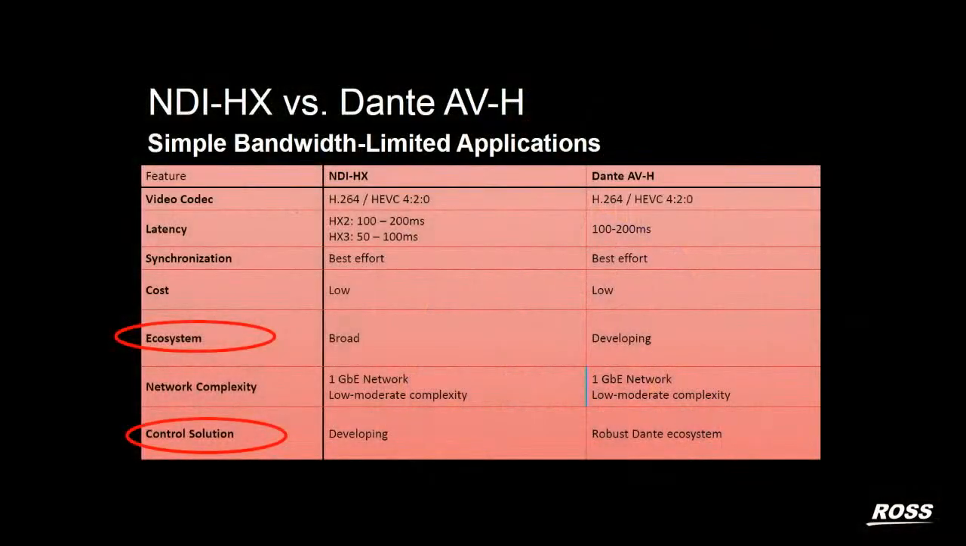So let's just compare NDI HX and AVH. These are kind of your simple bandwidth limited applications. So these are going to obviously have some sacrifices. HX and AVH are going to be compressed. Check out the latency, pretty similar on these two as well, but same codecs, H.264 high efficiency codec, and the 420 color space conversion there. And the big difference really in these is the acceptance, in my opinion. So ecosystem is what I'm talking about there.